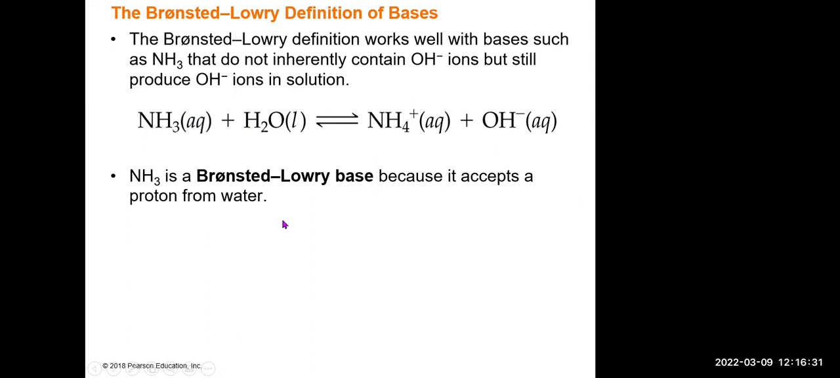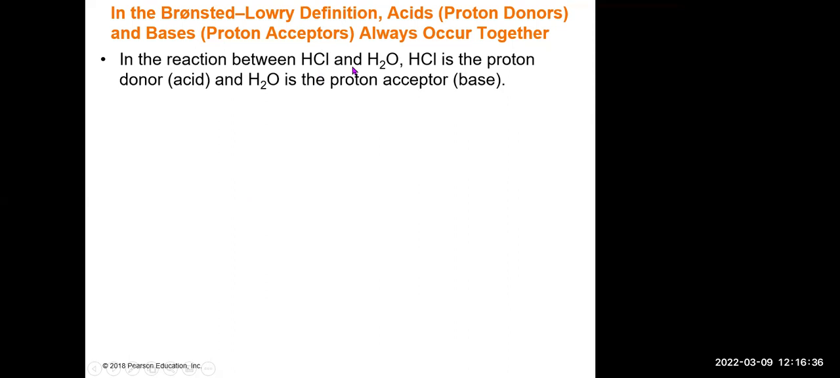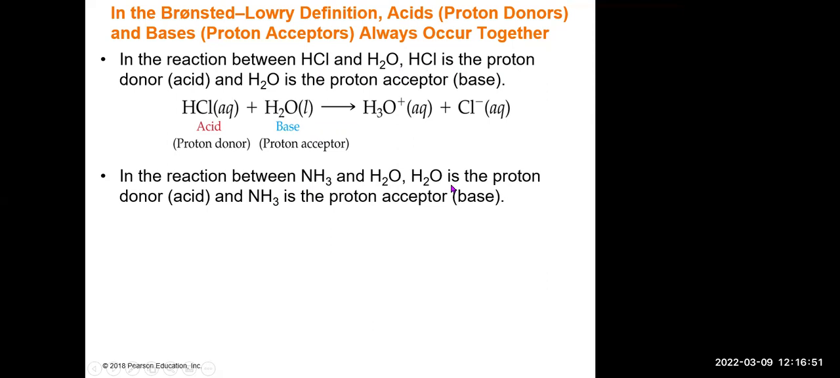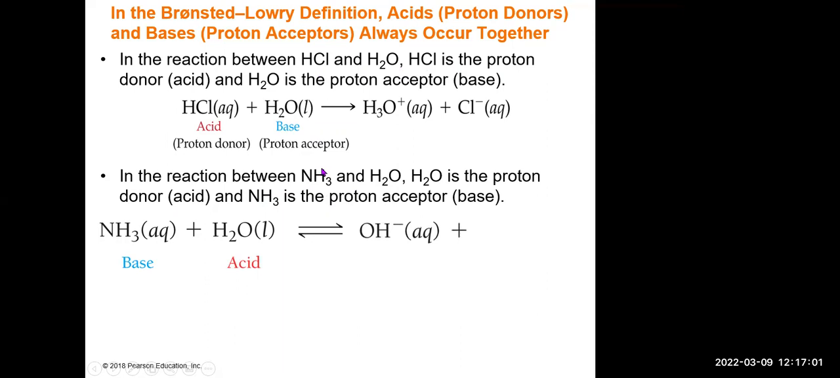So in the reaction between HCl and H2O, HCl is the proton donor and H2O, the water, is the proton acceptor, so water is the base. In the reaction between NH3 and water, H2O is the proton donor, the acid, and NH3 is the proton acceptor, the base. So in these two reactions, in one reaction water behaves as a base. In the other reaction, water behaves as an acid.